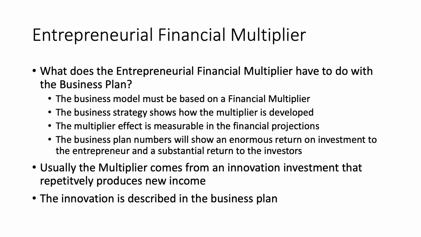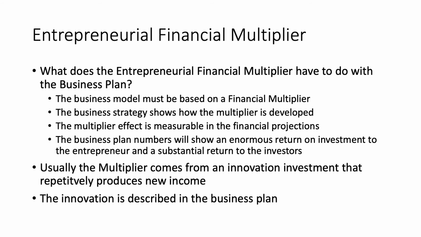So where does that come from? The multiplier comes from the innovation. Now, we talked a little while ago about the various types of innovations that you can find in a business, and every one of them, as you may go back and look now, you will see has a multiplier. They have an enormous multiplier that produces a large amount of wealth. So every business plan that you would like to work with as an entrepreneur needs to have innovation. And that innovation is the root cause of the entrepreneurial financial multiplier.